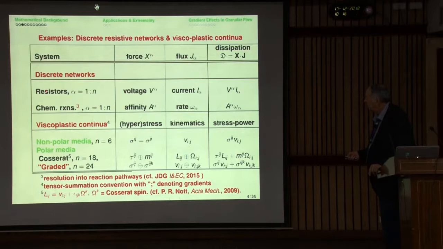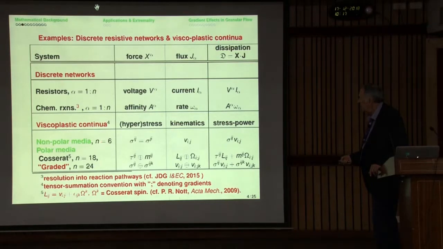discrete networks of resistors, where we have N elements connected together in some way with voltage drops V sub alpha and currents I sub alpha, and this defines the dissipation rate. From this, we can get the dissipation potential. Same with networks of chemical reactions, which are usually regarded as dissipative. We have affinities, the analog of voltages, and we have rates along select reaction pathways. I'm going to talk about viscoplastic continua, where we have stresses or hyperstresses with conjugate kinematics and stress power.